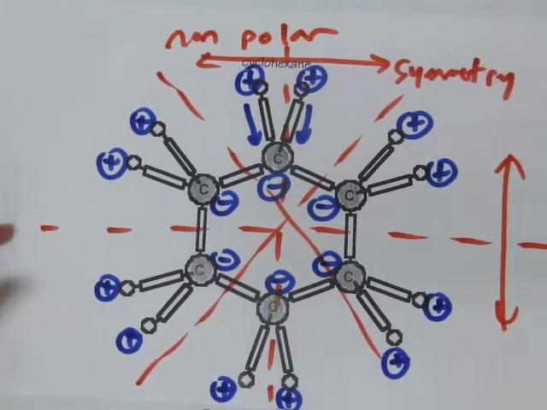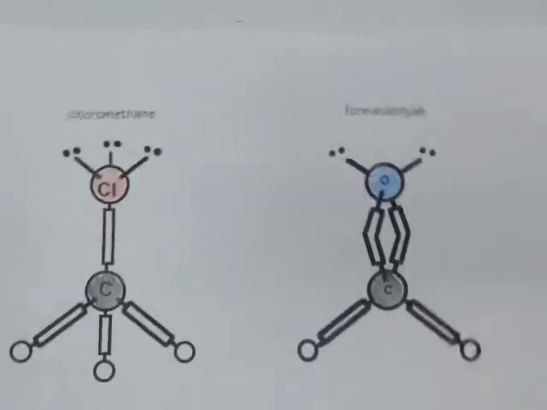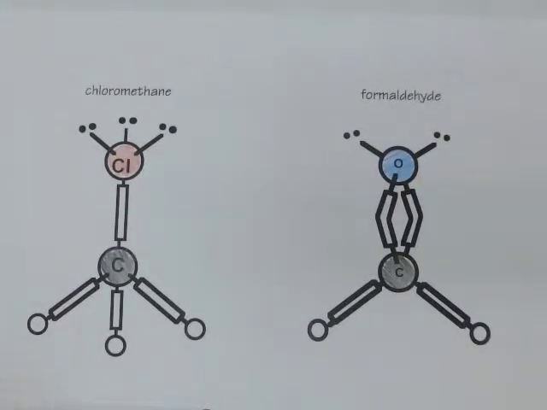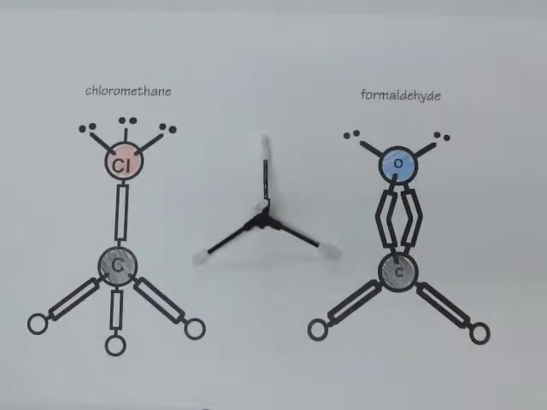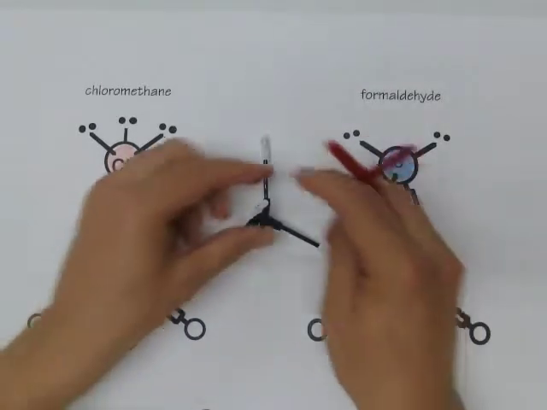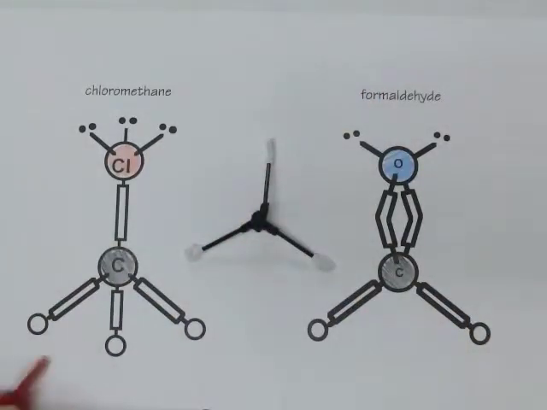So let's find one that does have some polarity. Next examples: chloromethane and formaldehyde. So to make the chloromethane, I just took one of my methanes here and I took off the hydrogen and I can put on a chlorine.